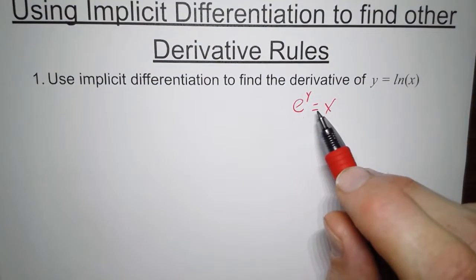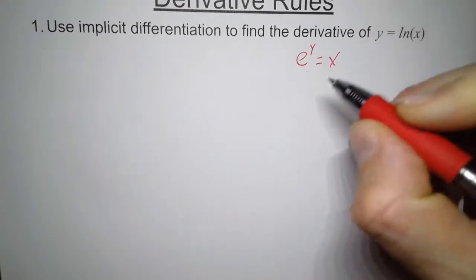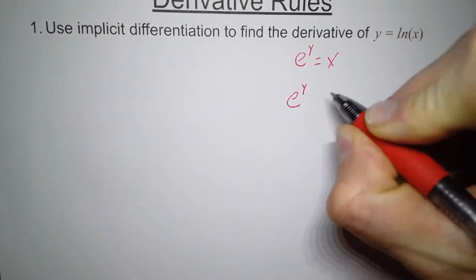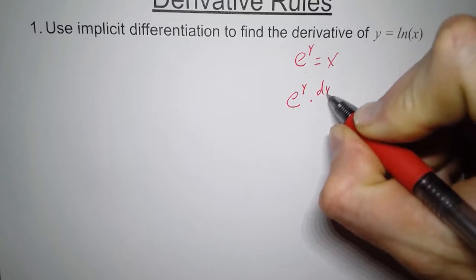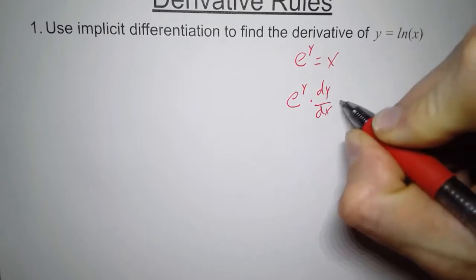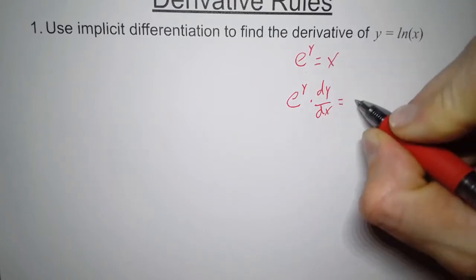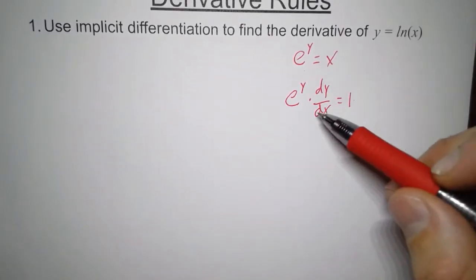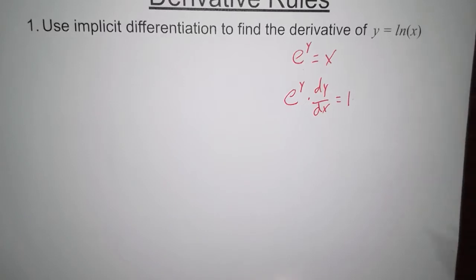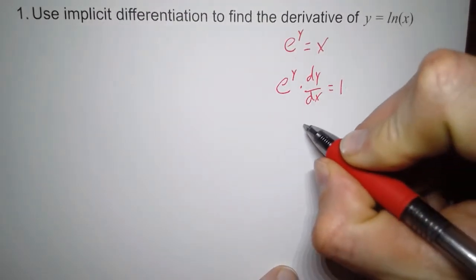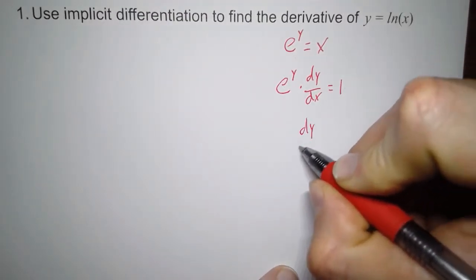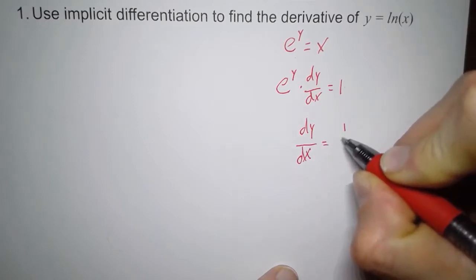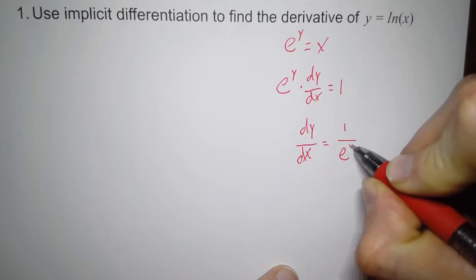So the derivative of this is going to become e to the y times dy dx equals, and then the derivative of x is 1. To get dy dx by itself, we divide by e to the y. So dy dx equals 1 over e to the y.